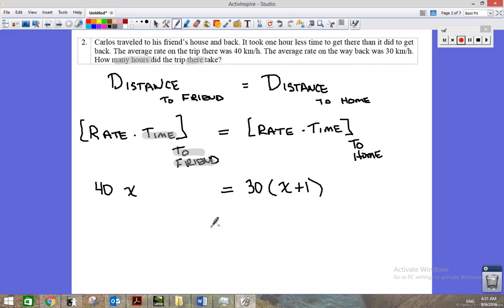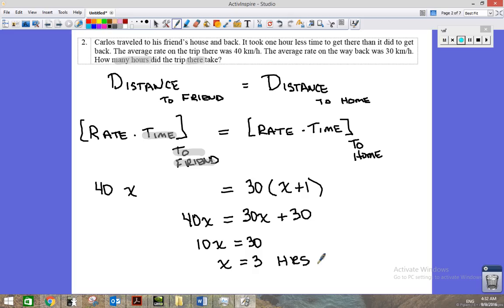Alright, so let's see if we can solve this for x. So I'm getting that it took him 3 hours to drive to his friend's house, which would make it 4 hours to get back home because he went slower. But this is what they wanted.